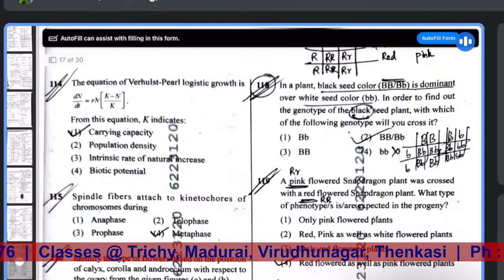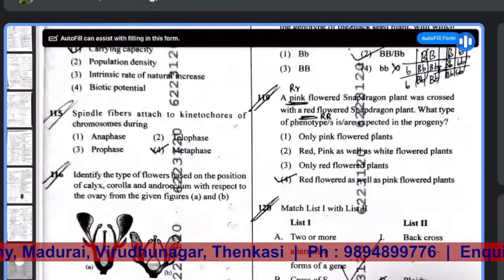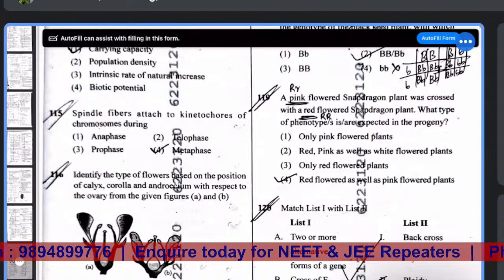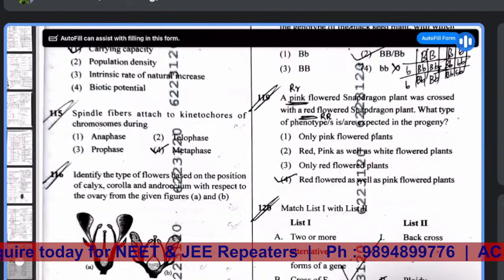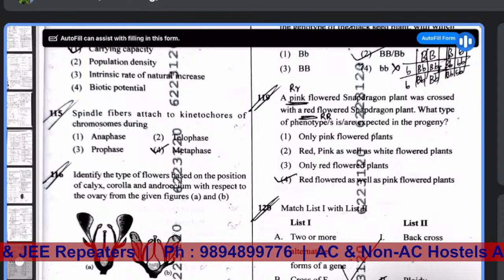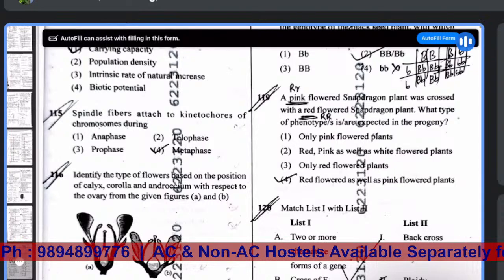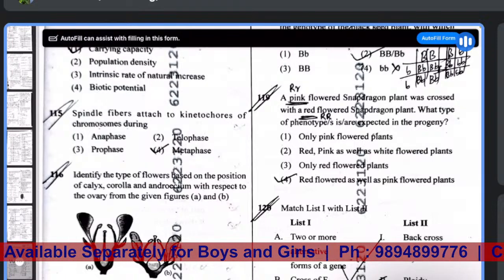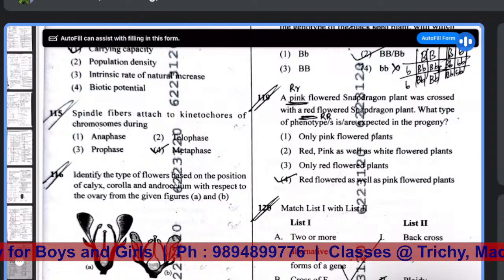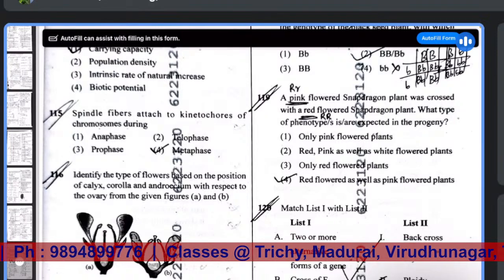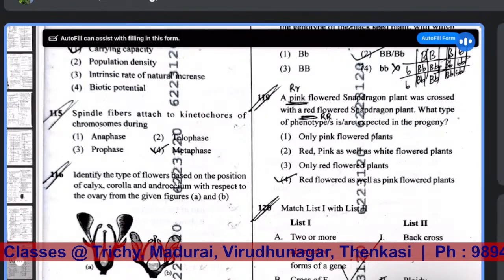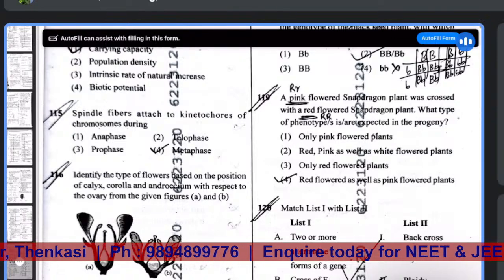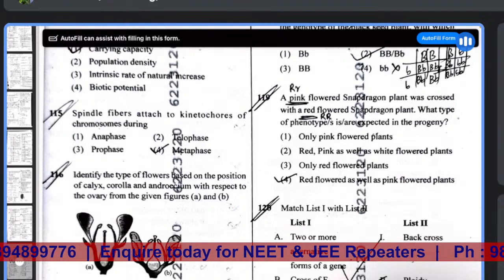Then 119, again from genetics, principles of inheritance and variation. A pink flowered snapdragon plant, what is the genotype? Capital R, small r, right? It was crossed with a red flower. Red flower is capital R. What type of phenotype is expected in the progeny? Now you have to cross capital R, small r with capital R. What are the different types of offspring you will get? You will get 2 capital R, capital R and 2 capital R, small r. Now you can see 50% of them are red flowers and 50% of them are pink flowers. So you will get both red flowers and also pink flowers. Hence, option 4 is the right answer.